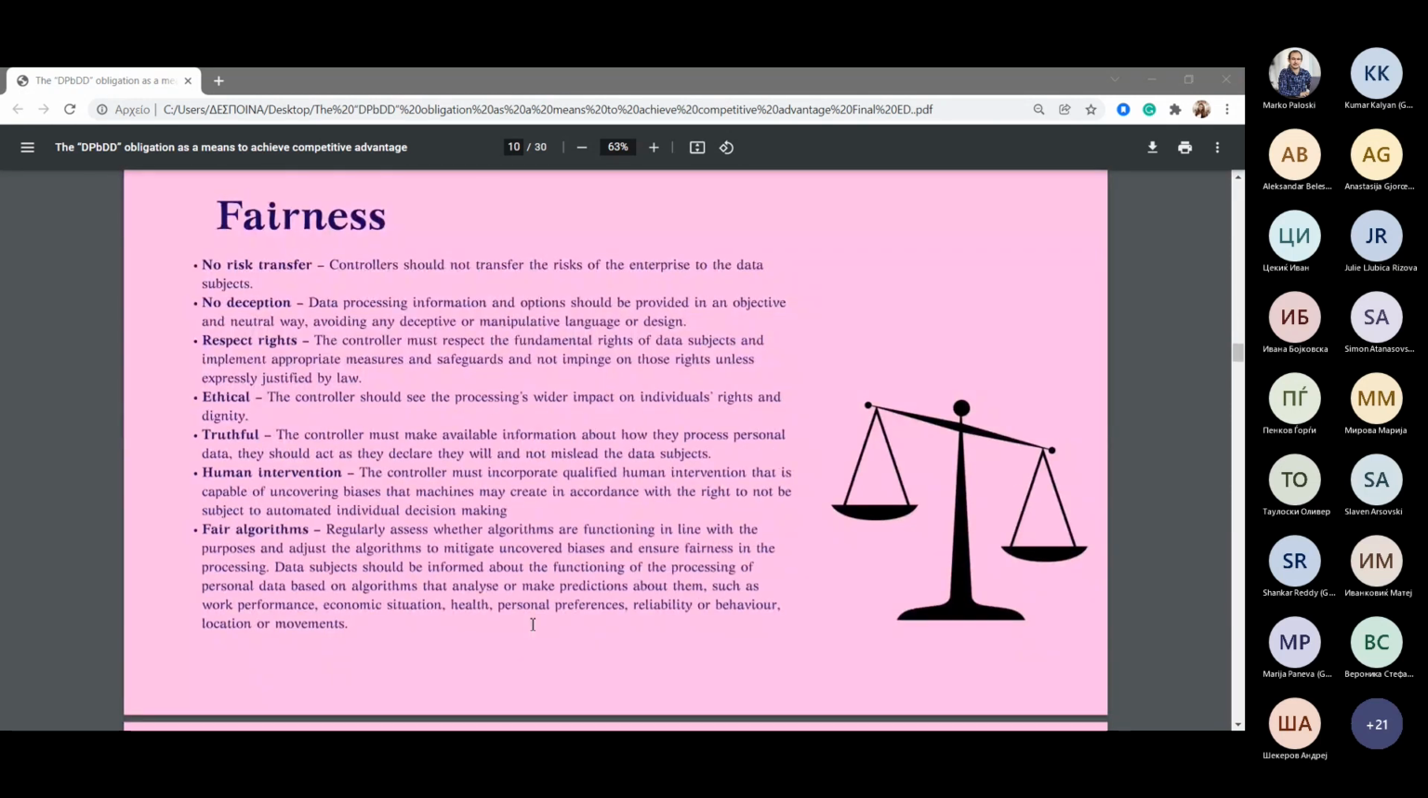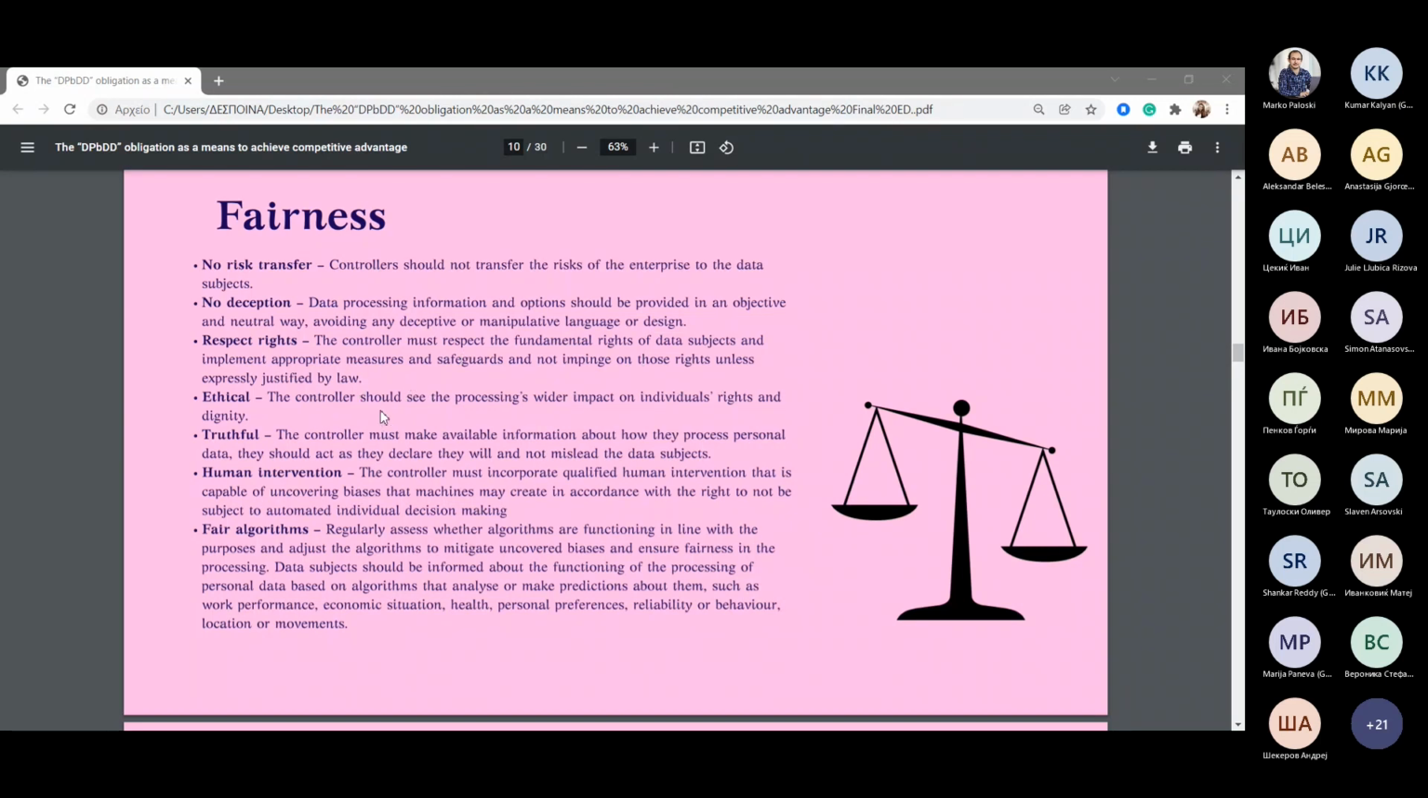So fairness has also to do with no transfer of the risk. Controllers should not transfer the risk of the enterprise to the data subjects. No deception. Data processing information and options should be provided in an objective and neutral way, avoiding any deceptive or manipulative language or design. Respect rights. The controller must respect the fundamental rights of the data subject and implement appropriate measures and safeguards, and not impinge on those rights unless expressly justified by the law.